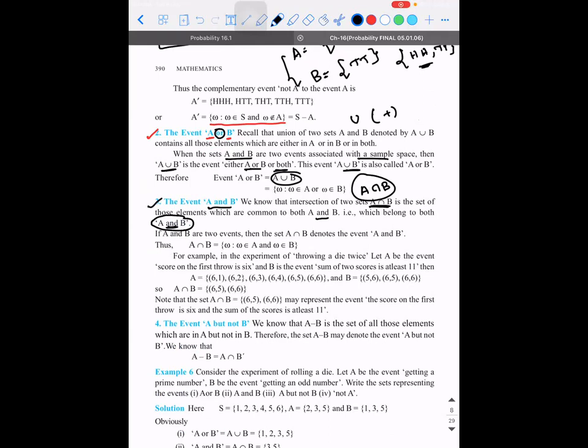Okay, let's take an example. For example, in the experiment of throwing a die twice. So when you throw a die twice, it is the same as rolling 2 dice at the same time. So how many outputs will you have?